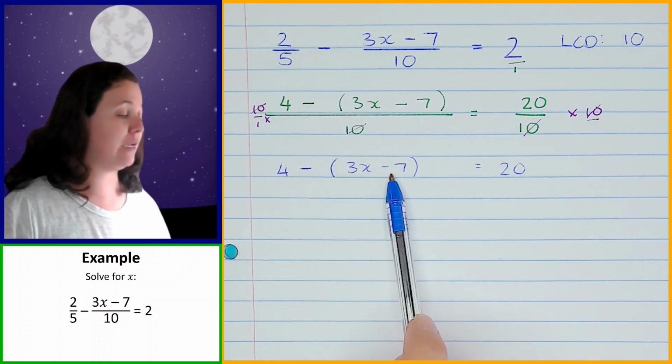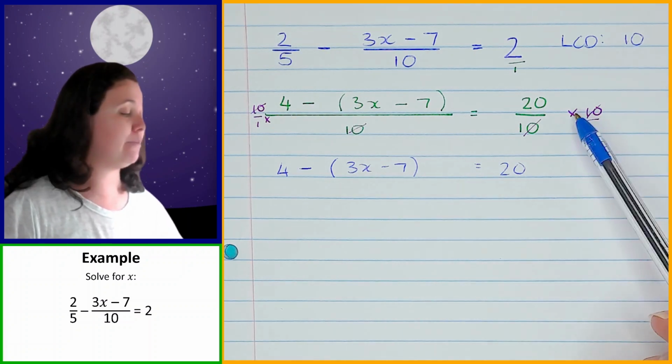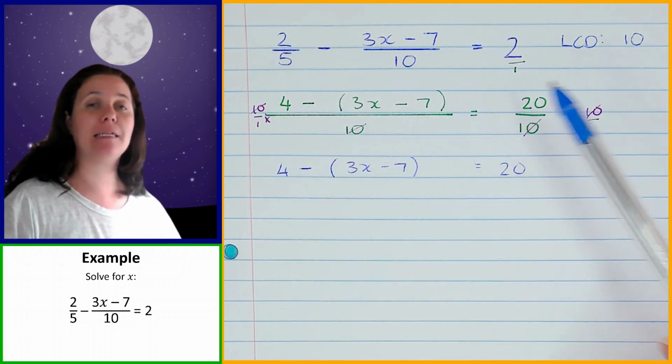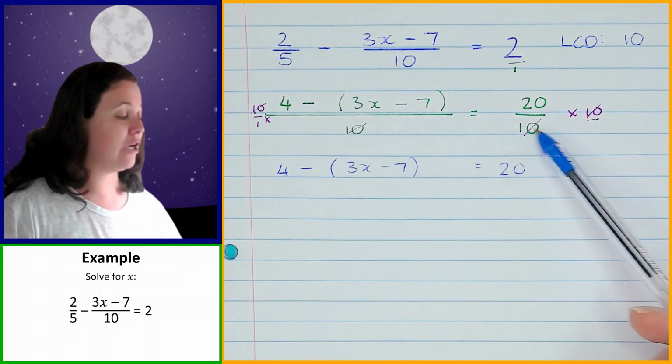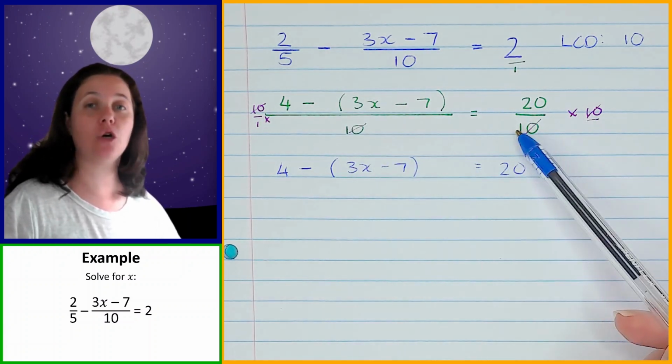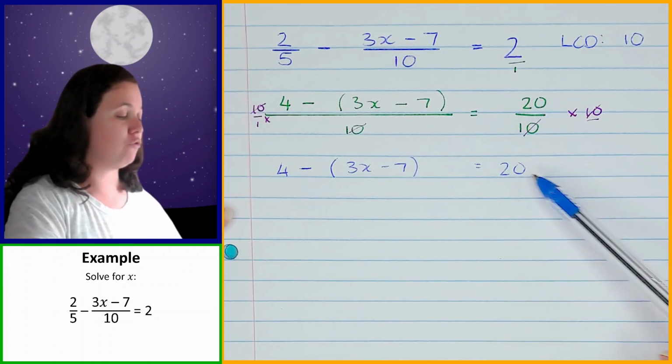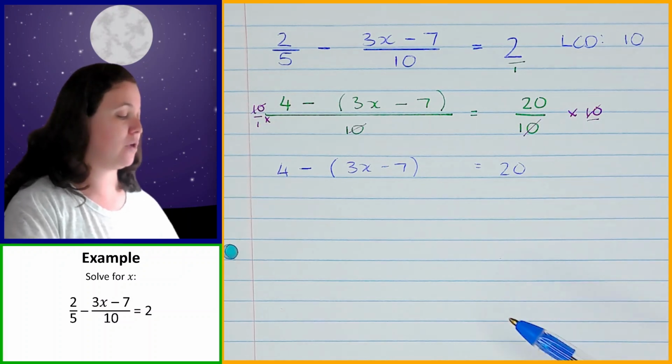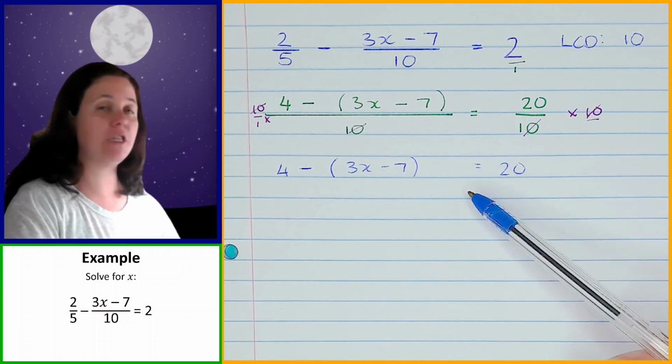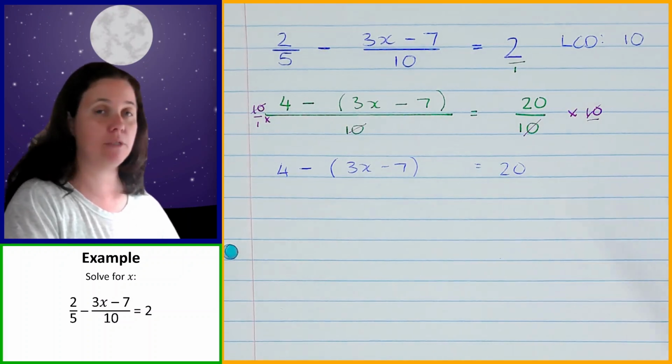But when you're doing it for an equation, because you're going to end up multiplying by the LCD and cancelling it out, you can leave out the step of actually physically writing it over the LCD, and you can go straight to writing it like this over here. Okay, once you've got it to this point, you can then simplify and solve as normal.